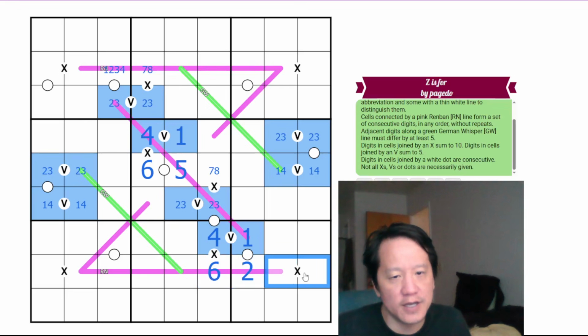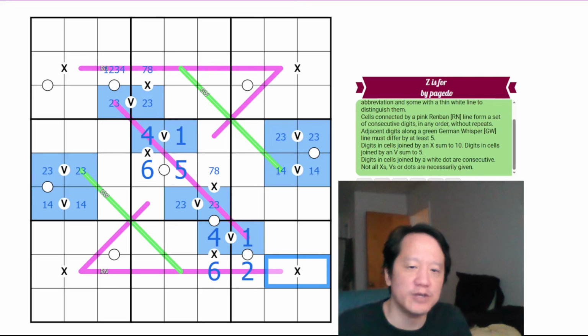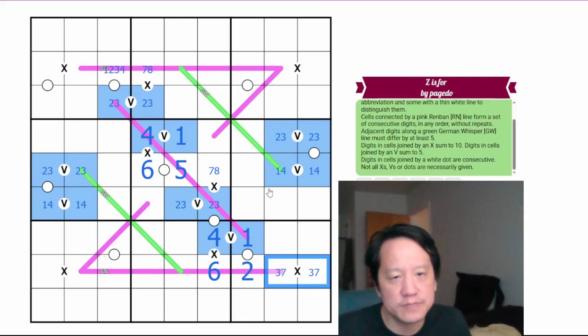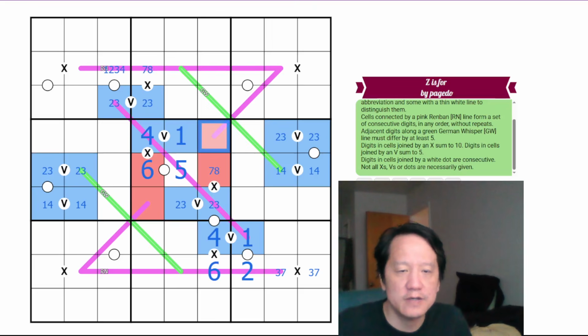These two digits add up to 10. We can't have 1, 9 because of 1 in the box. We can't have 2, 8. We can't have 4, 6 because of 2 and 6 in the row. So this has to be a 3, 7 pair. The rest of this central box has to be 7, 8, or 9.